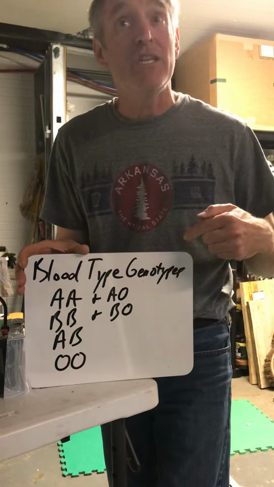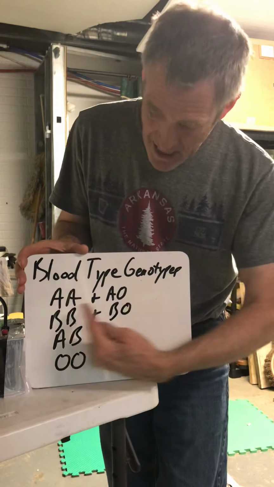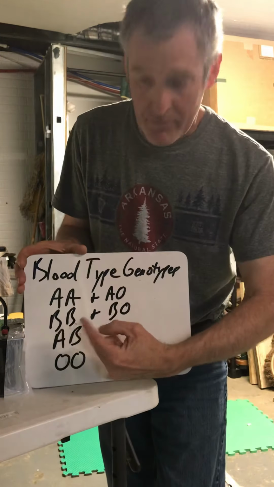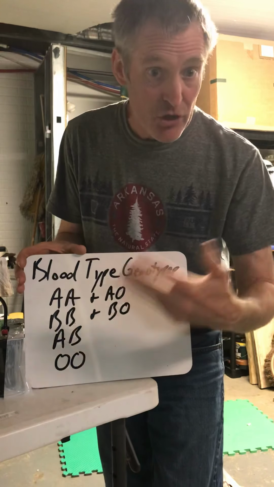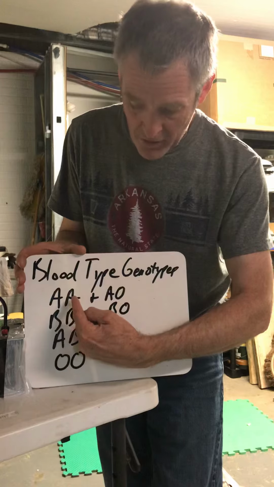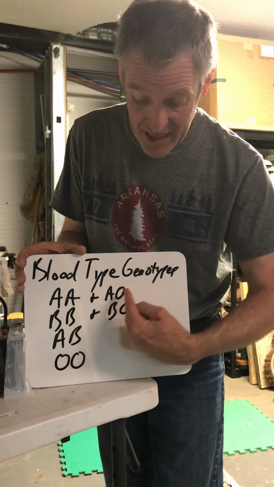Here we have the genotypes. In the top line, like we had last time, we have type A blood. For type A blood, you can be AA. That can be your 2 alleles, so you got one from mom and one from dad. Or you could be AO.